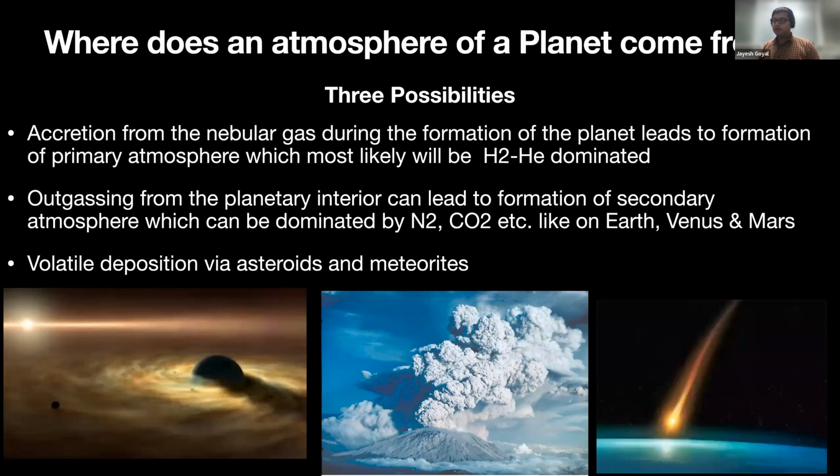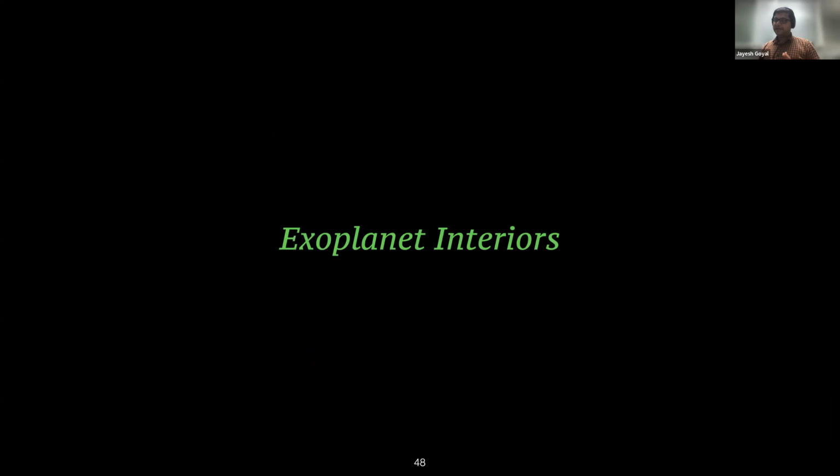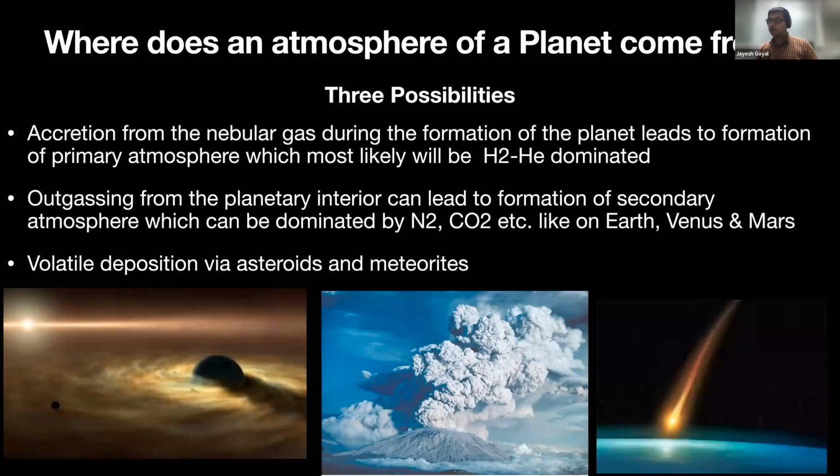So why am I telling you this? Because this directly connects with the planetary interior. This tells you how the interior of any planet plays an important role in shaping its atmosphere. This is a very, very busy diagram. The main thing to take away here is that initially we were constraining the planet's atmosphere. But if you need to constrain the planet's interior, how do you do that?